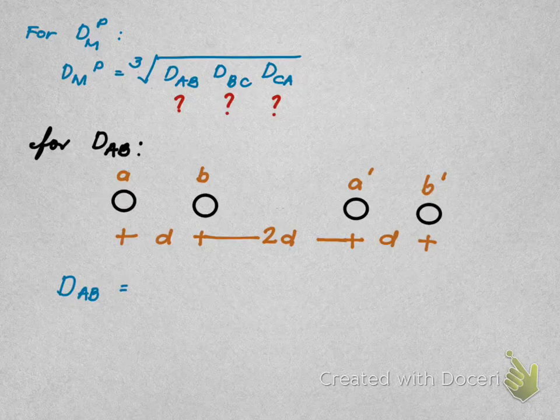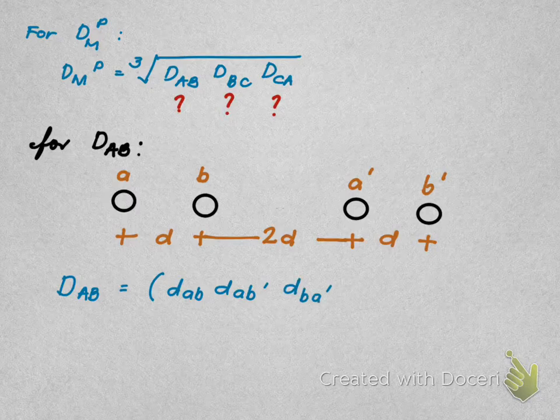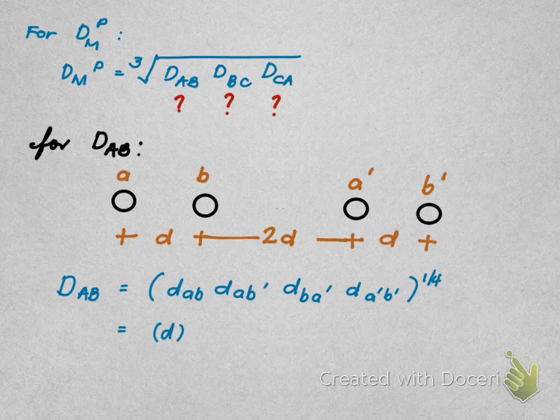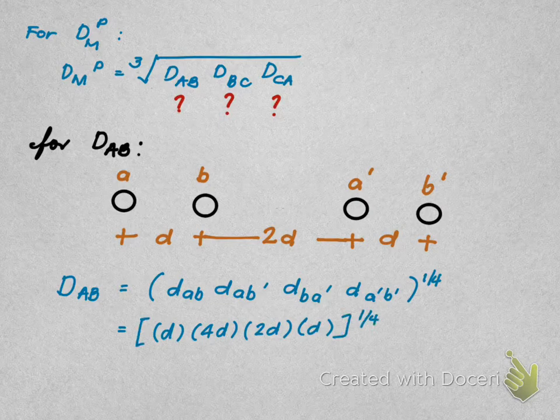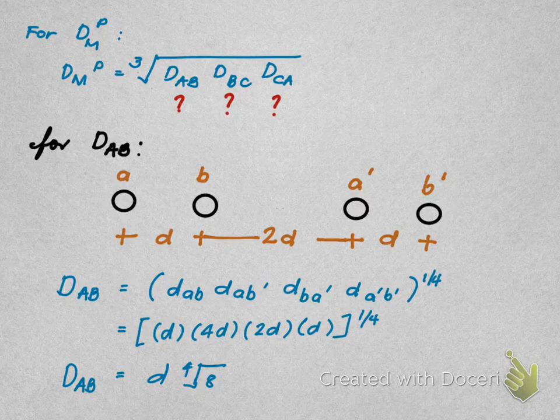Now DAB is given by this equation, DAB, and then DAB prime, and DBA prime, then DA prime B prime, raised to 1/4. Okay. Now for DAB, the distance is D. For DAB prime it is 4D, BA prime is 2D, and A prime B prime is D. Okay. And finally, we got D times 4th root of 8. So let's just leave it there.